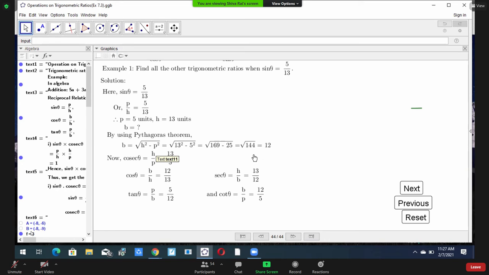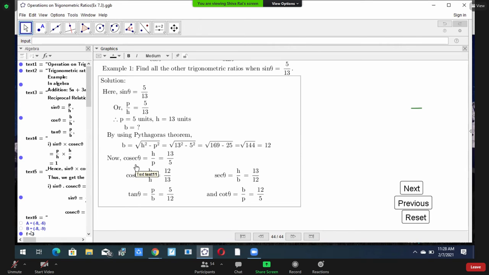Why? 144 means 12 into 12. If we take one of the two equal factors, we can remove the square root sign. Already you know how to remove the square root sign: we have to take the square root. So the square root of 144, which is 12 into 12, equals 12.